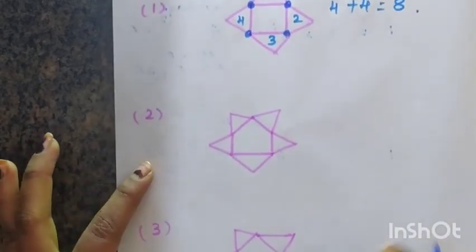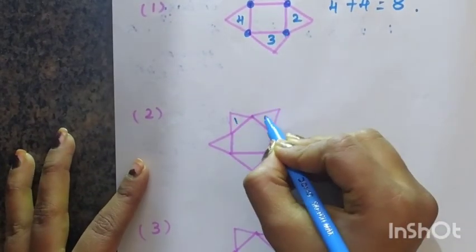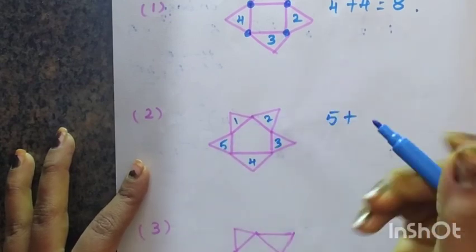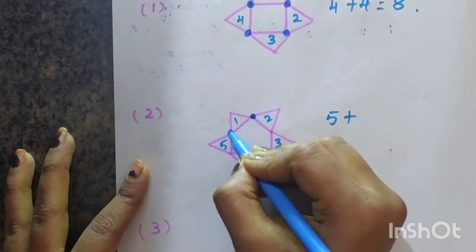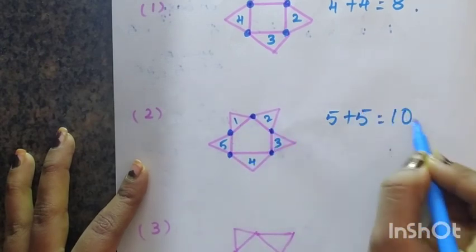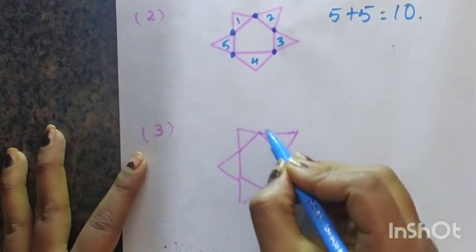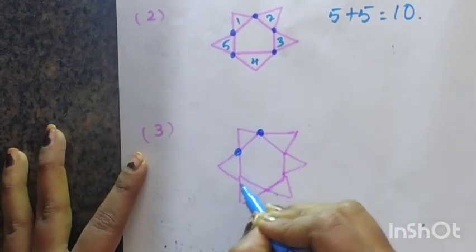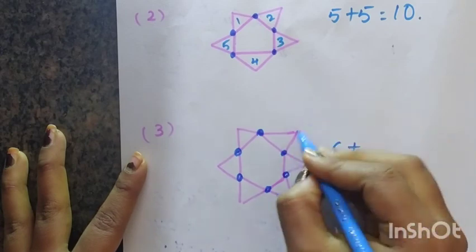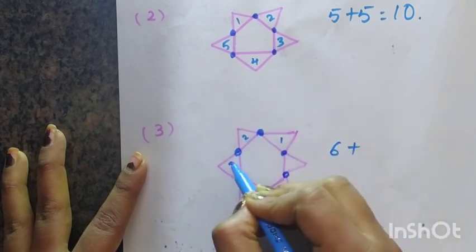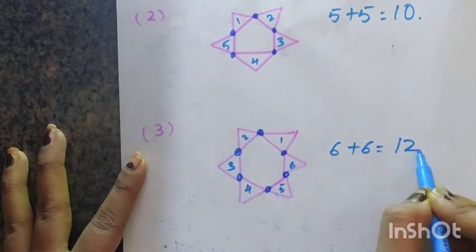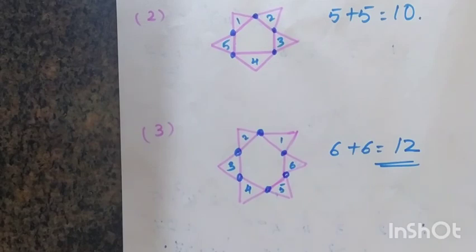Now in this figure, how many triangles? First, second, third, fourth, fifth. 5 plus, and the vertices are 1, 2, 3, 4 and 5. So 5 plus 5, it becomes 10. Now the last figure, the number of vertices are 1, 2, 3, 4, 5 and 6. So 6 plus, how many triangles? 1, 2, 3, 4, 5, 6. So 6 plus 6, which becomes 12.